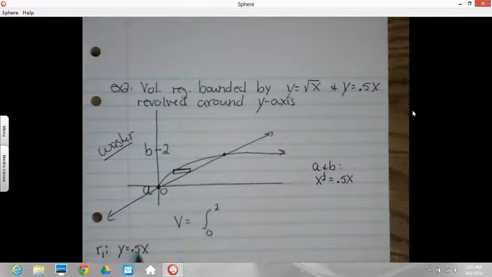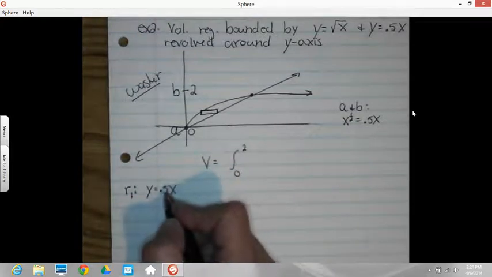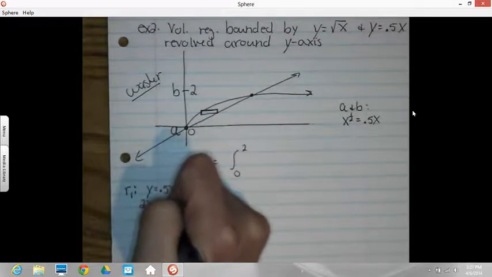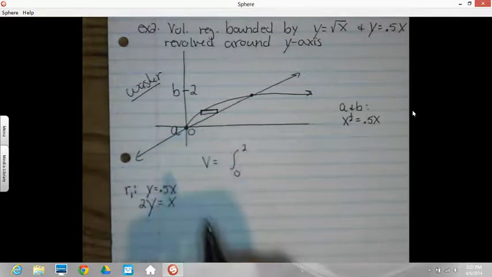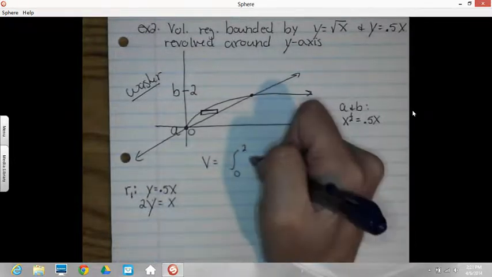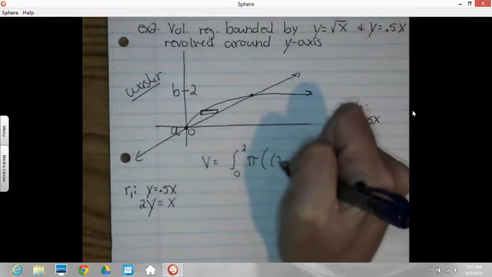I need to rearrange this equation to get it in terms of y. So I'm going to divide by 1/2, which is multiplying by 2. So 2y is equal to x, just dividing by the 1/2. This is my R1. I want it in terms of y, not x. So it's going to be pi times R1 squared. So it's 2y squared.